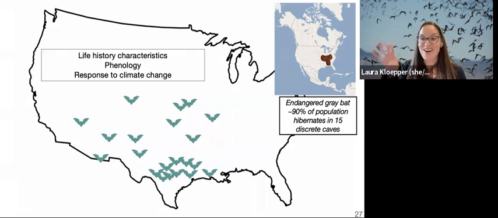Now, I mentioned that I also study gray bats. I use gray bats as a model for this system, for this method, because just like the free-tailed bats, for the gray bats, which are a hibernating species, an endangered hibernating species, it's been estimated that about 90% of their population hibernates in 15 discrete caves. So we have these 2 bats with a huge proportion of their population in really discrete locations. So these lend themselves very nicely for evaluating this method.